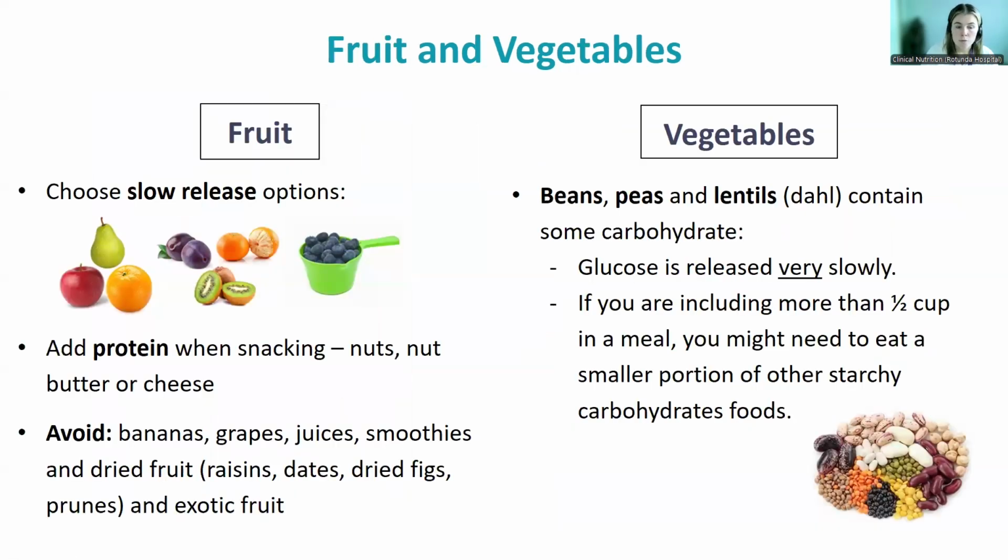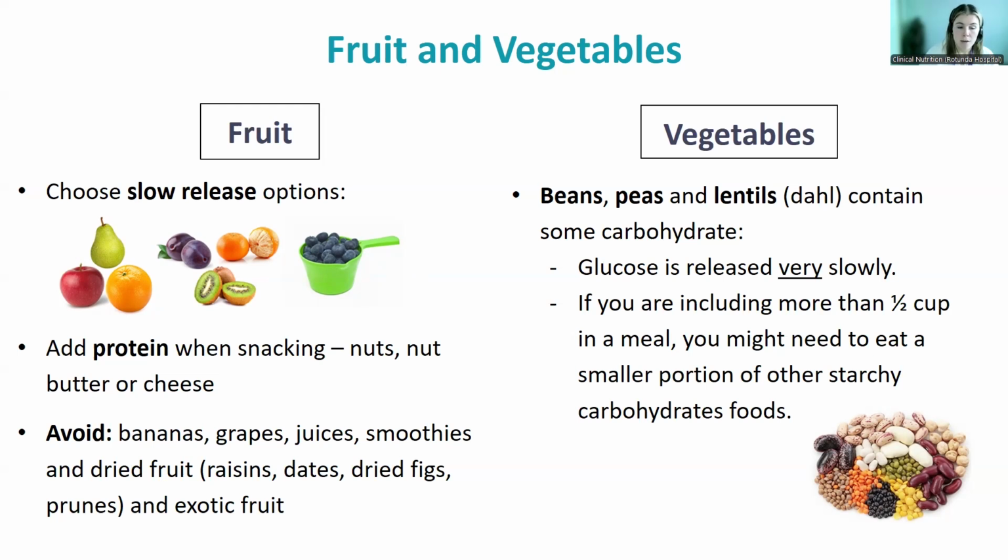Just some additional notes on fruit and vegetables. Earlier I mentioned that it's better to choose these types of fruits because they work better with the blood glucose level. So apples, pears, oranges, plums, mandarins, kiwis, berries, for example. When you are choosing these fruits, we would encourage you to have one portion at a time, like an apple or an orange rather than both together.